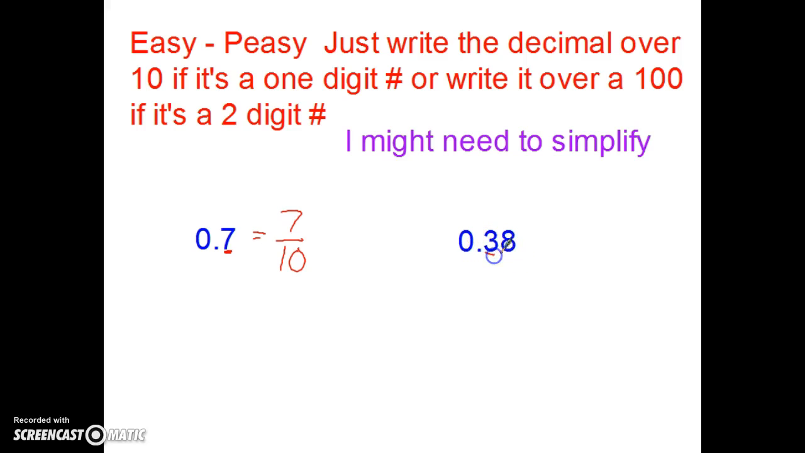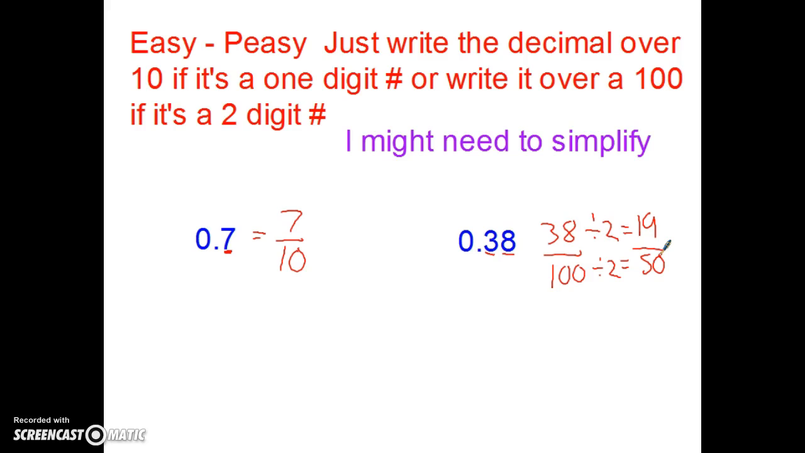0.38 is coming out to the hundredths spot, so I need 100 on the bottom. 38 on top. Cannot divide them both by 10. Can't divide them both by 5. They're both even, so I can divide by 2. Half of 38 is 19. Half of 100 is 50, because like half a dollar is 50 cents.